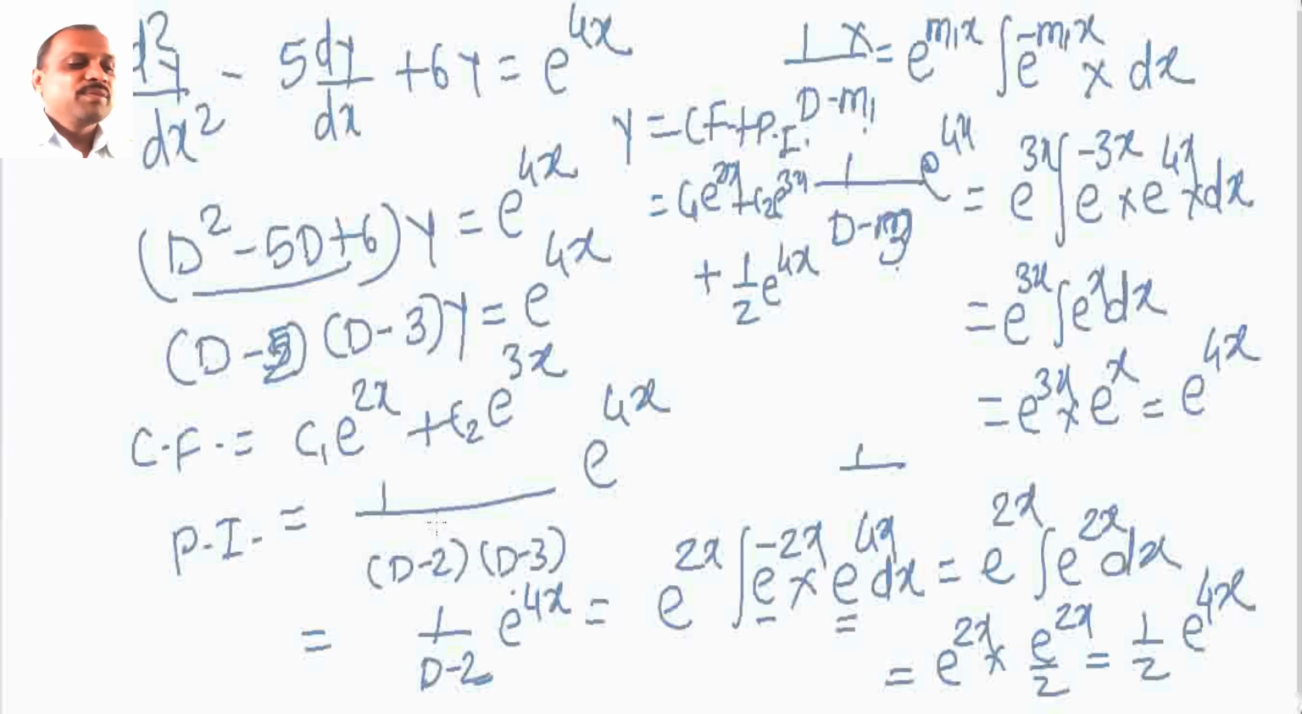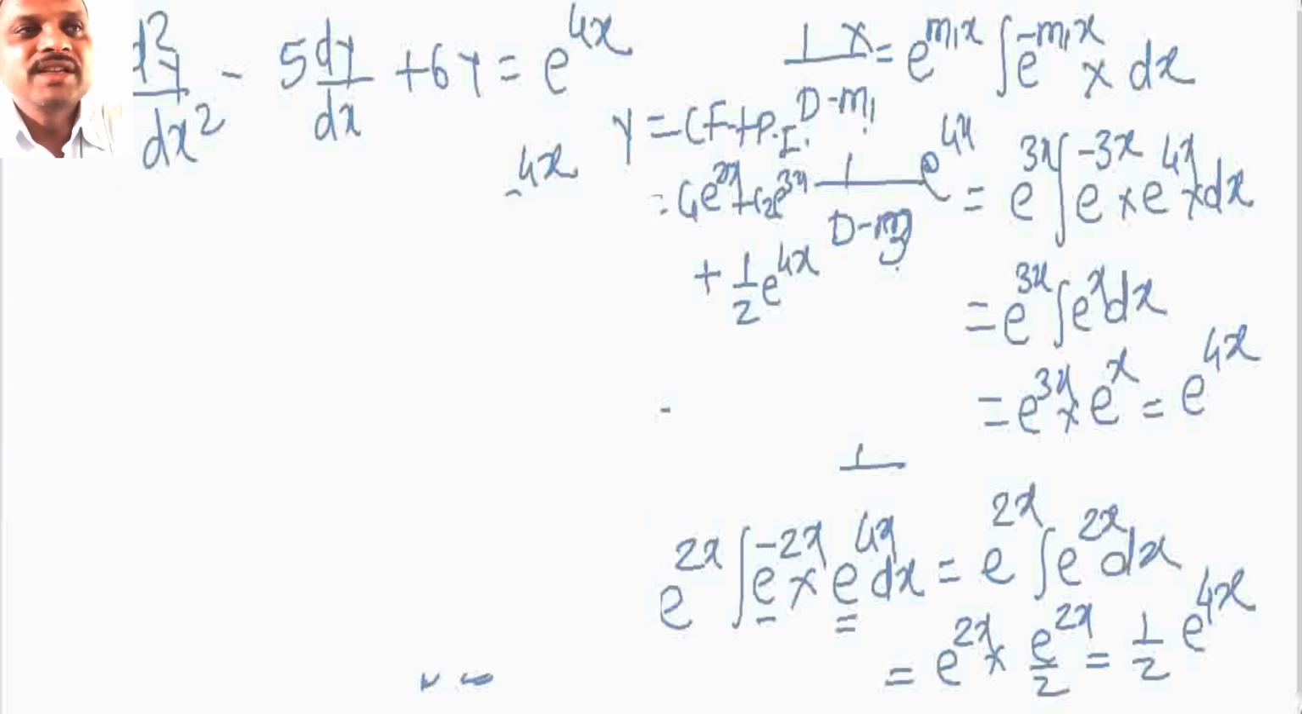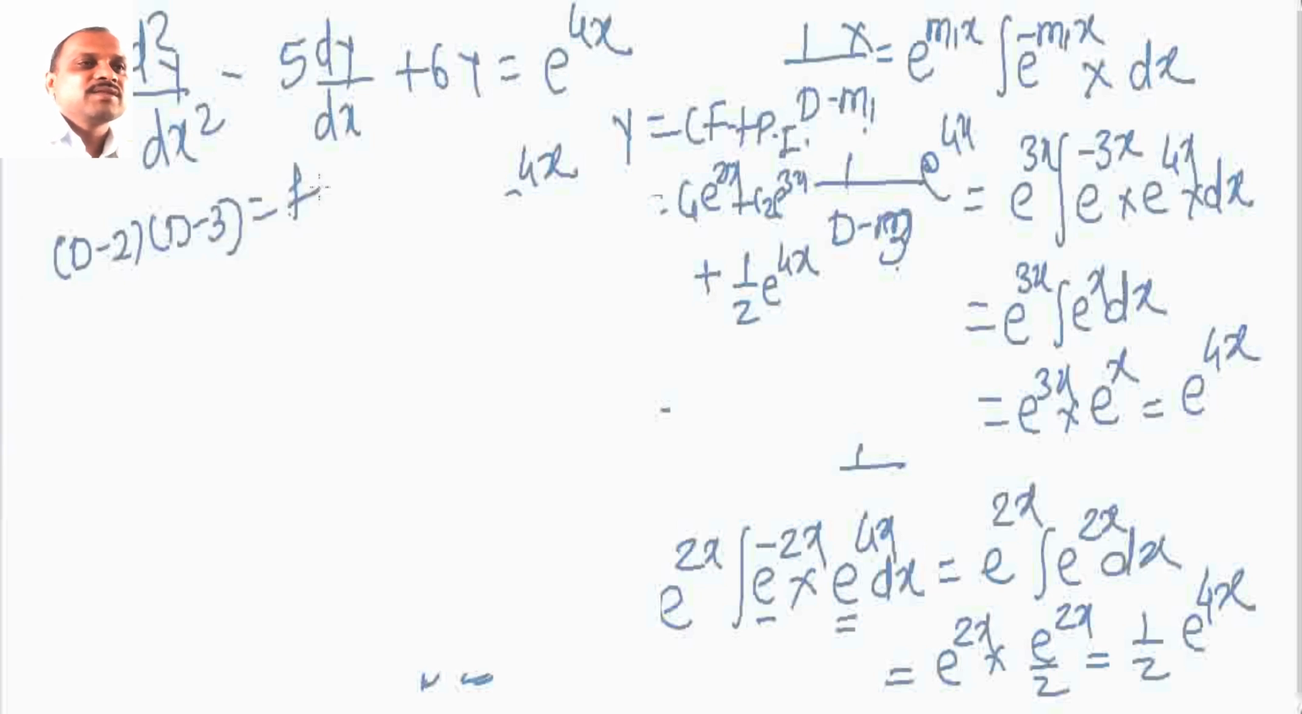Now this is the method where the factor 1 upon f of D is factored. Now whenever we write it in terms of partial fractions, let us find the particular integral when f of D is factored. You can see f of D. What is f of D? D minus 2 into D minus 3. This is my f of D.